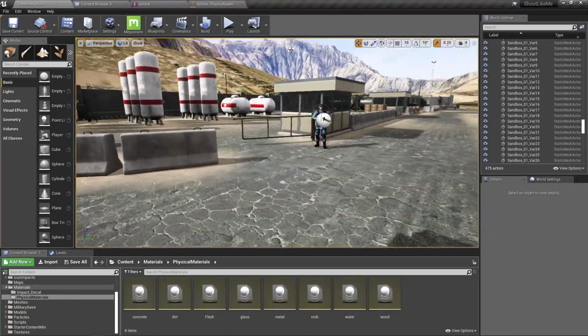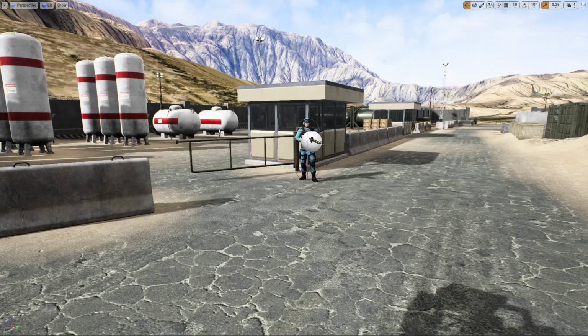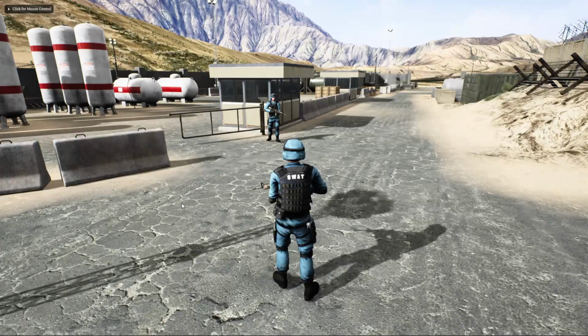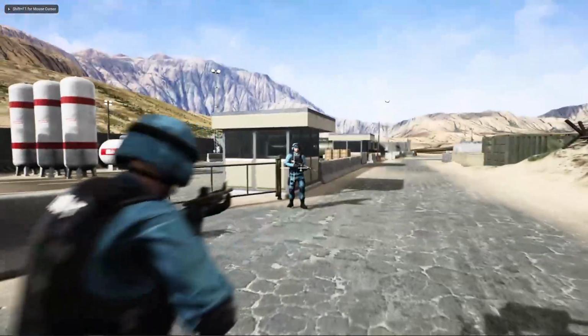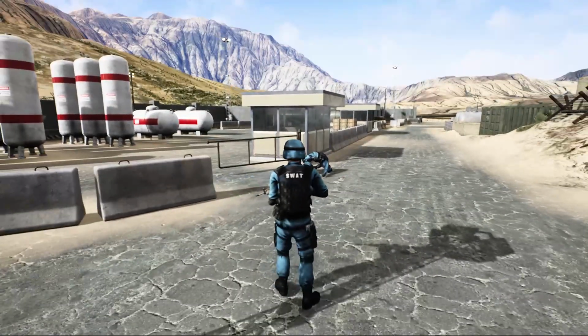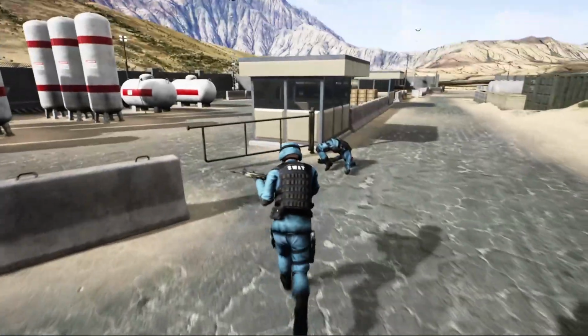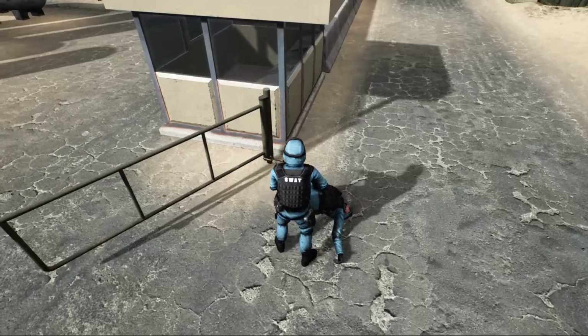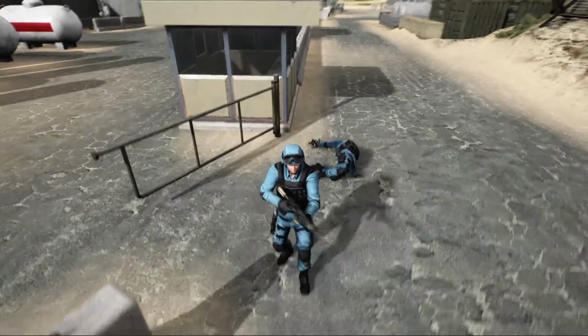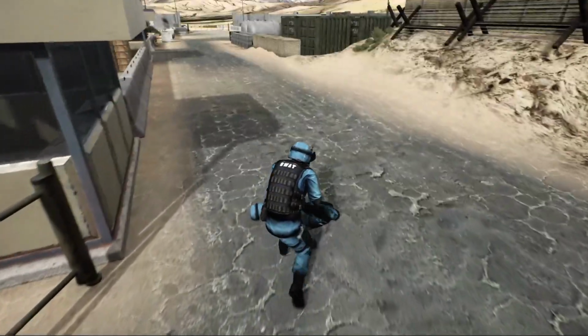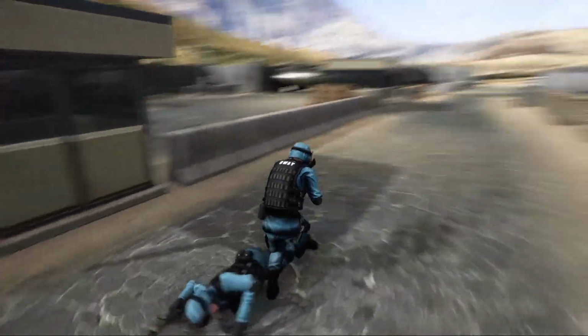So this is how it looks in action when the character is killed. The ragdoll mode is activated. So yeah, this is the ragdoll in action.